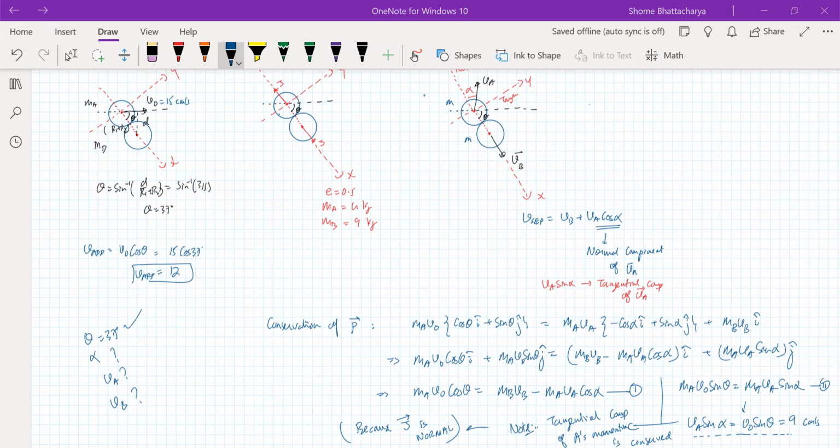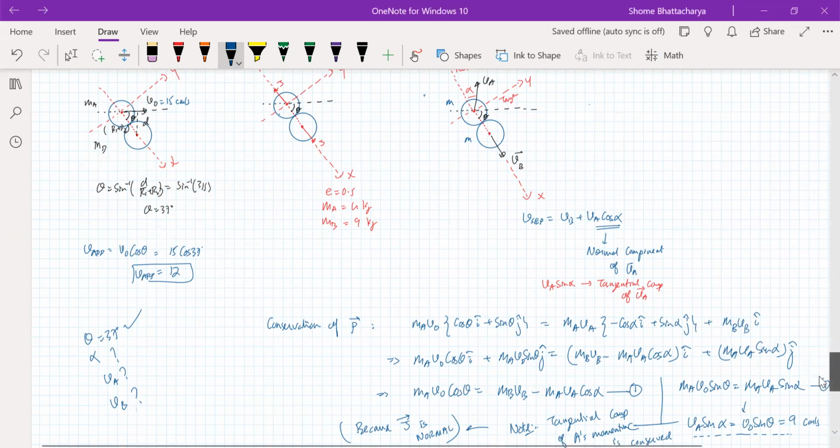Yes, Vedant, that is true only because we have taken the x-axis along the normal direction and y-axis tangential. But the statement that tangential component is conserved is a general statement. Here that tangential component is the y component, so it's working out that way.